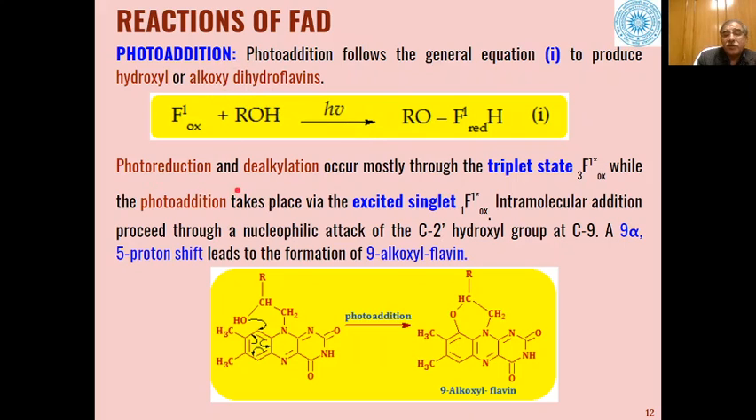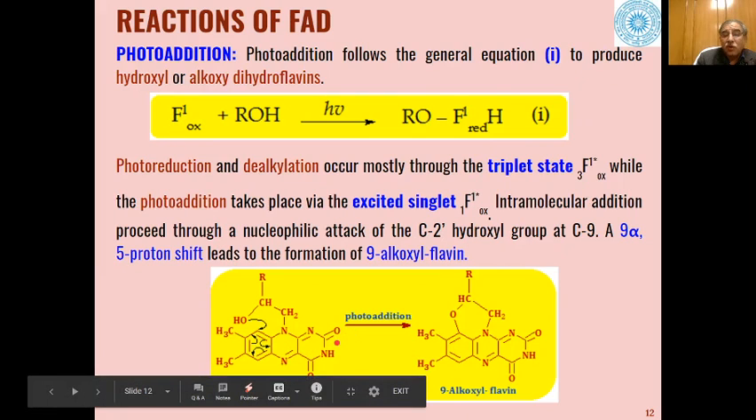Then photoreduction and dealkylation that generally occur through triplet state, whereas photoaddition takes place through excited singlet state, as you have seen over here. So this is how photoaddition will lead to the formation of alkoxyl flavins as the product.